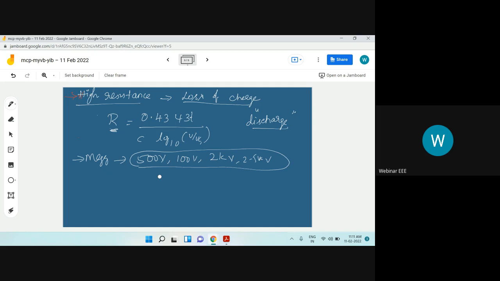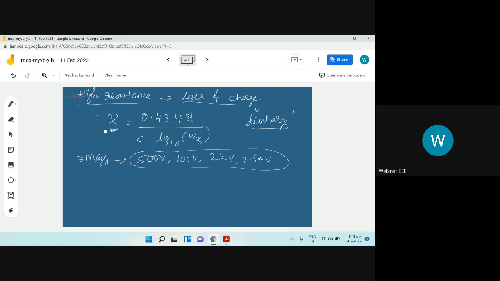There is a question which has been asked regarding this Megger. The controlling torque in a Megger is provided by... it is nothing, there is no controlling torque here. So it doesn't need any controlling torque. That is the answer. Like this, there are numerous questions which have been asked on DC bridges.